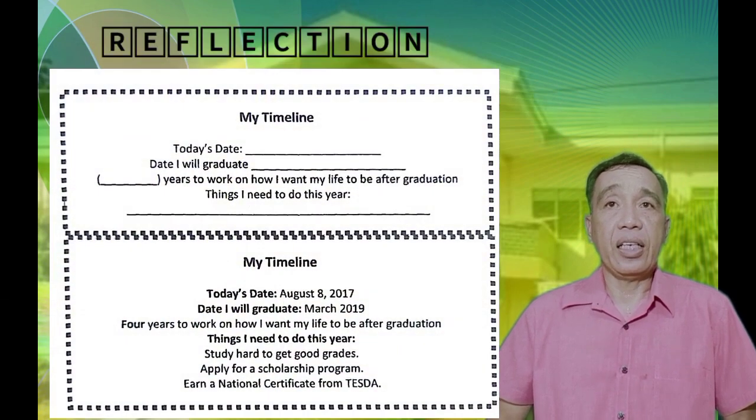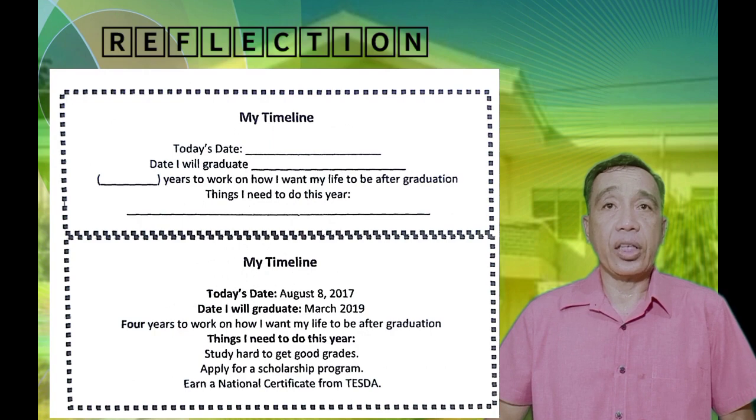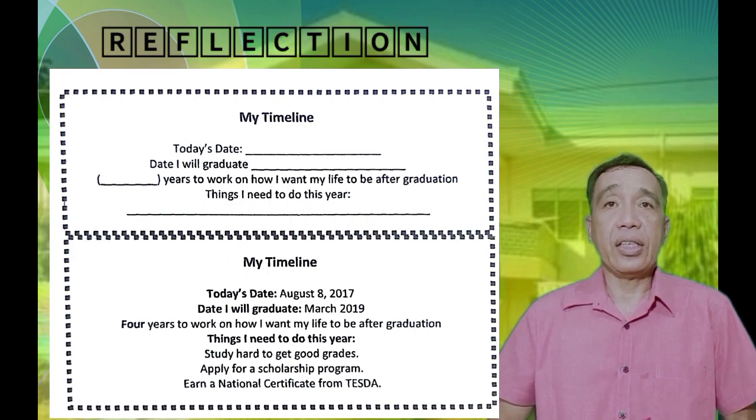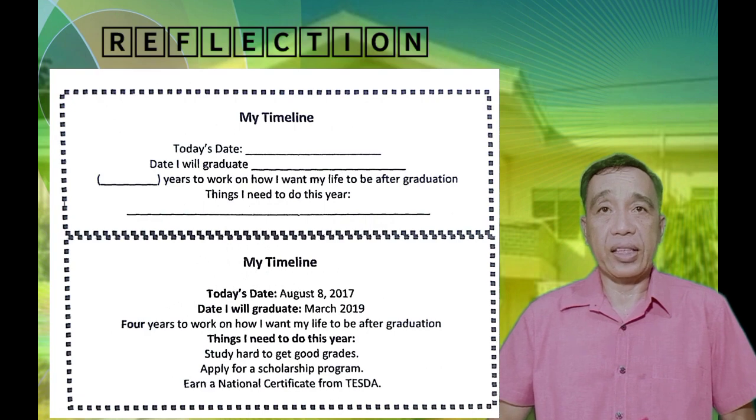Reflection: the learner will create his or her timeline by filling in the blanks. My timeline: today's date, date I will graduate in senior high school, how many years to work on how I want my life to be after graduation, and things I need to do this school year. Here is a sample on how to accomplish this task.